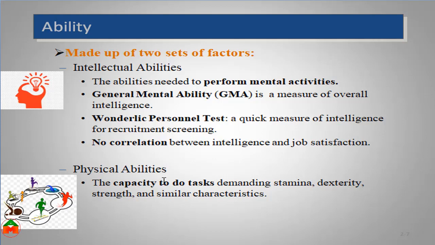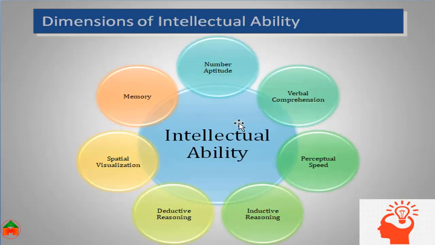Physical ability is the second factor of ability, and it represents the capacity to do tasks demanding stamina, dexterity, strength, and similar characteristics. We can see there are different types of intellectual ability: number aptitude, verbal comprehension, perceptual speed, inductive reasoning, deductive reasoning, spatial visualization, and memory.